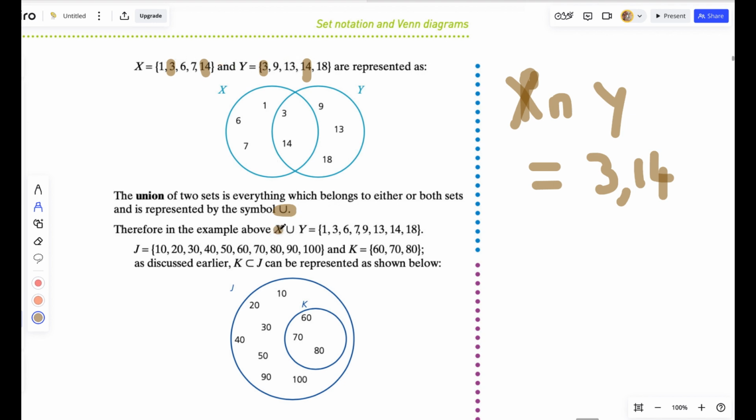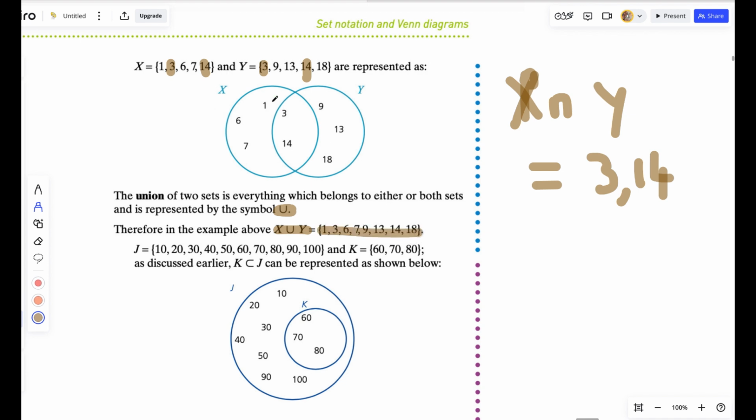So X union Y is equal to: there's 1 here, you write it down, as long as it's in either of them or both of them. If the number is either here or here, you must write it down. 3 is in both, you write it down only once. 6 is here, you write it down. 7 is here, you write it down. Then 9, 30 are here, you write them down. 40 is in both, you also write it down. And there's 18 here, you write it down.